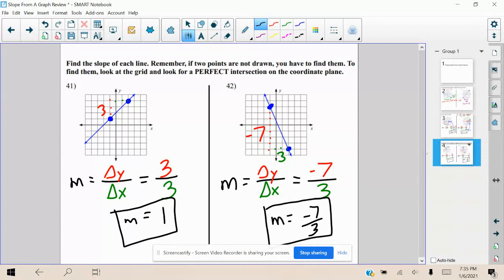Leave it as an improper fraction. Do not change it to a mixed number because we are soon going to be using the slope in helping us graph the line. So right now we're looking at lines to find the slope. Soon we're going to be using slope to graph the lines. We always want to make sure that we have an improper fraction.